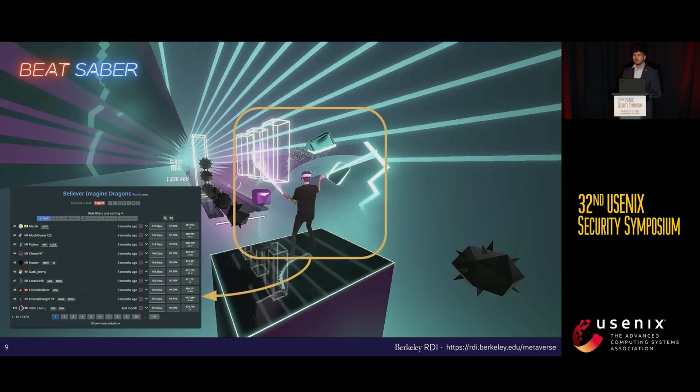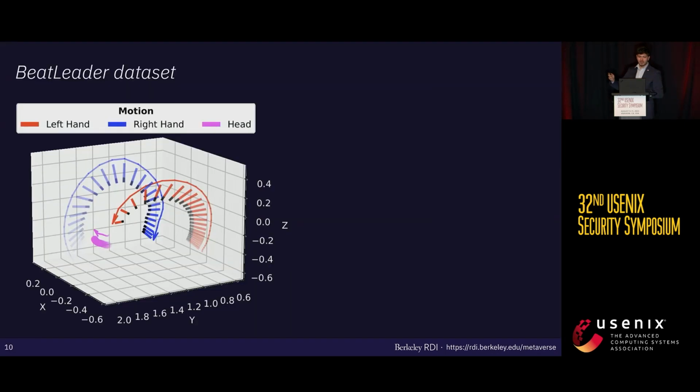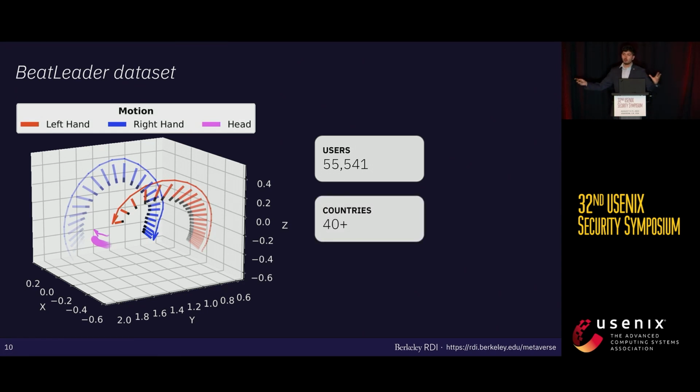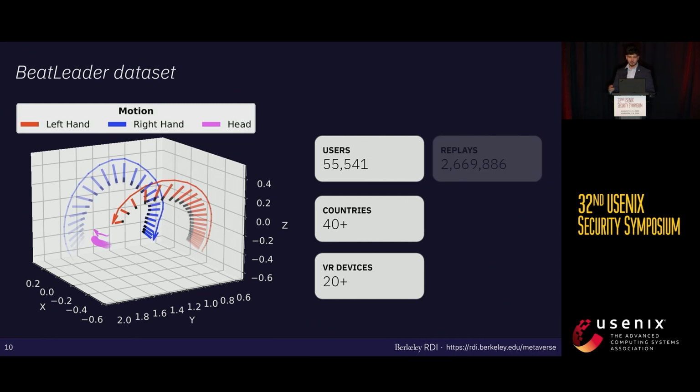And when they do that, they actually attach motion capture data of themselves, their head and hand motion playing the level. And this is sort of their proof that this was a real human-generated score. And so we were able to get access to this data set from BeatLeader, which is one of the largest such leaderboard services, which contains these head and hand motion capture recordings from over 55,000 users. Actually, today it's more than 100,000 users. And these are users all around the world, 40 plus countries, using 20 plus different types of VR devices.